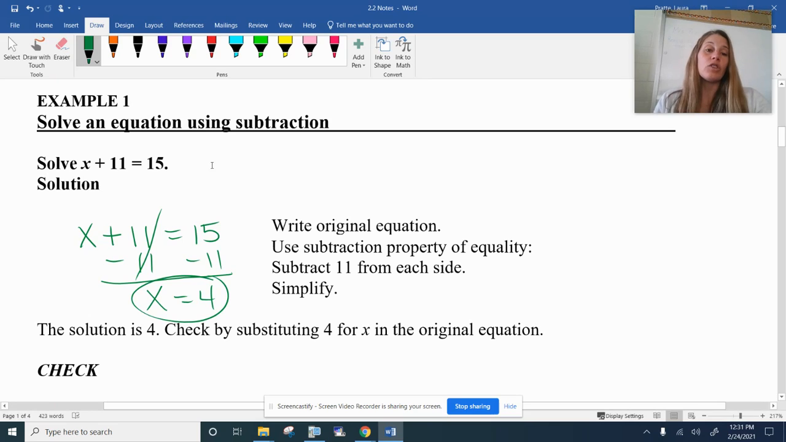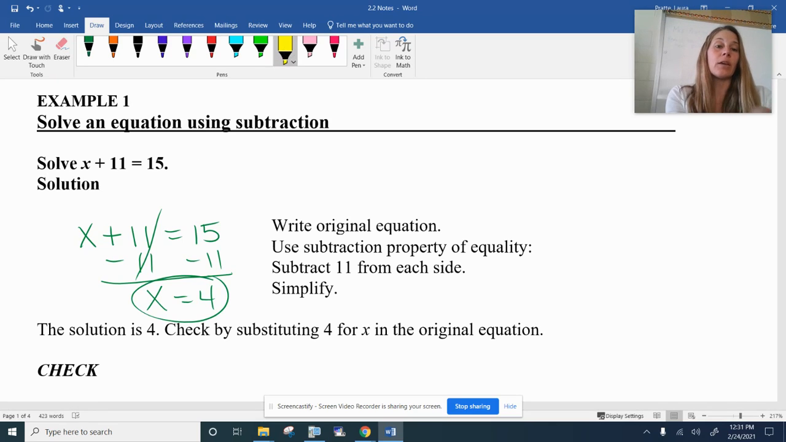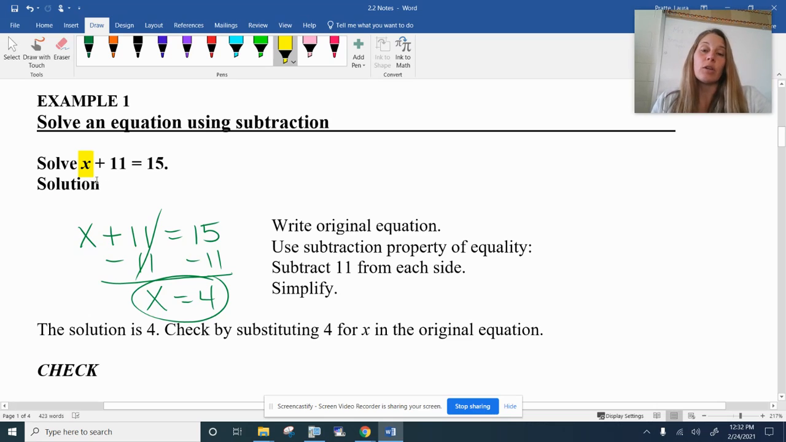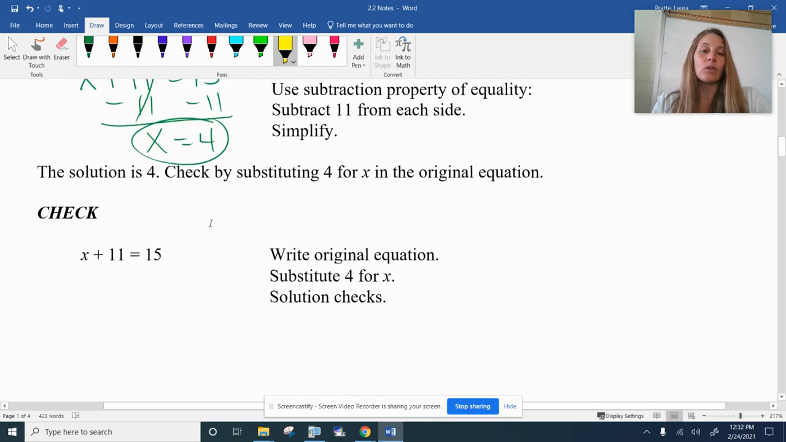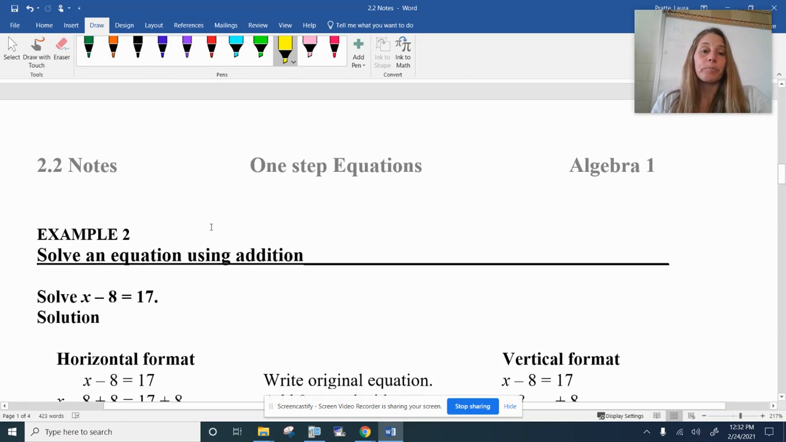Now, as always, you can check any solution by simply taking your answer, substituting it back into the original. You could do this in your head or on your calculator just to make sure you got the correct answer. So 4 plus 11 does equal 15, so that's a good answer there.